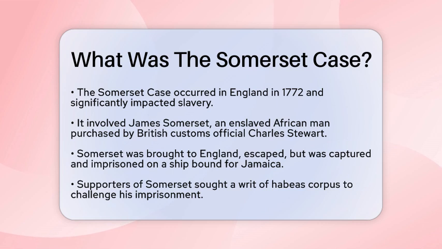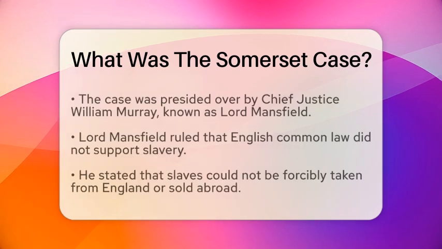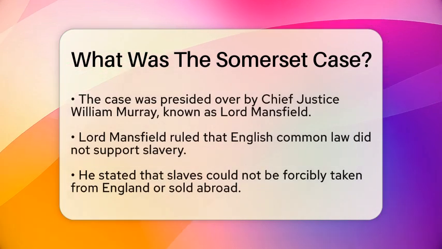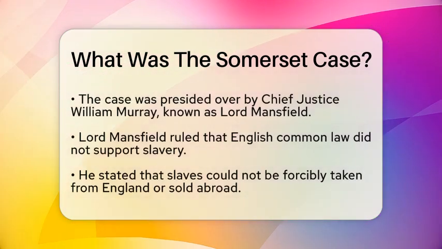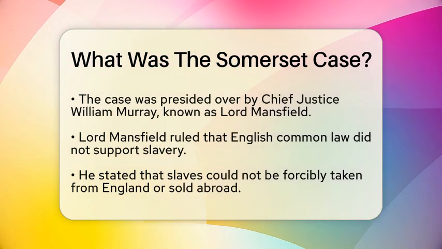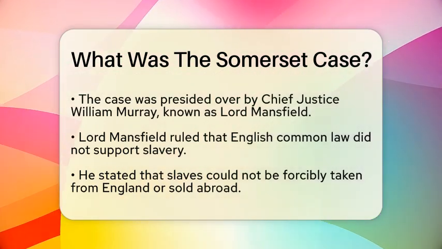Stuart brought Somerset to England, where Somerset later escaped but was captured and imprisoned aboard a ship bound for Jamaica. This ship was set to take him back to a life of plantation labor. The case gained momentum when Somerset's supporters sought a writ of habeas corpus. This legal order demands that a prisoner be brought before the court to determine if their detention is lawful. Somerset's supporters argued that his imprisonment was illegal and that he should not be forcibly removed from England.